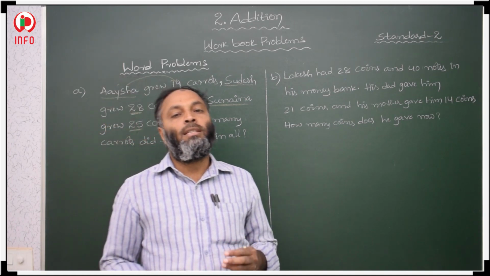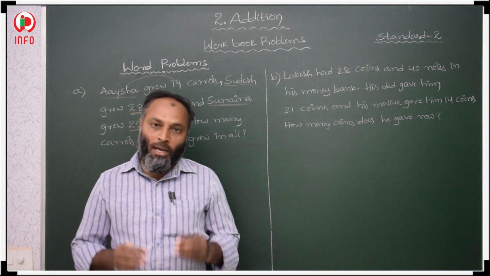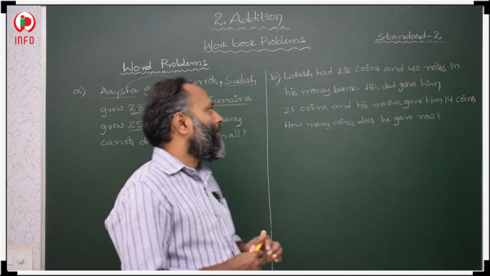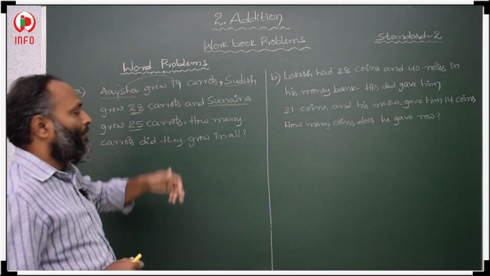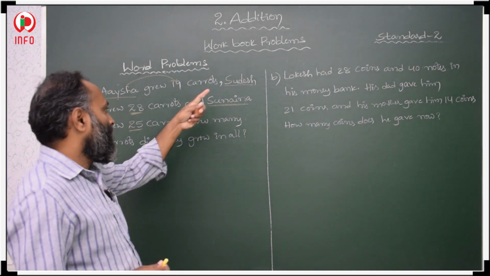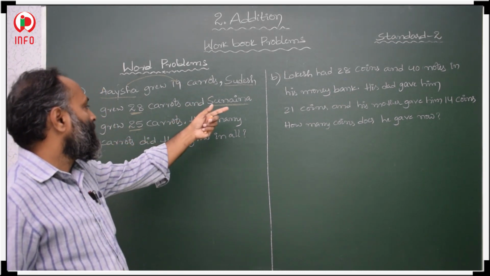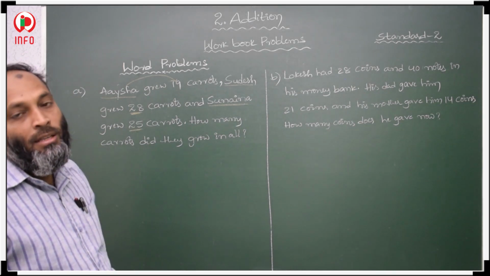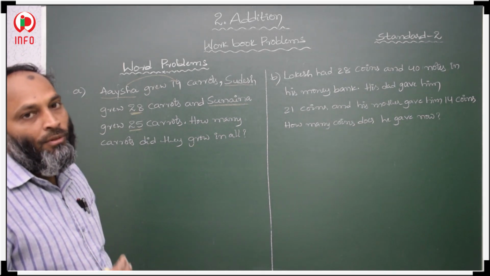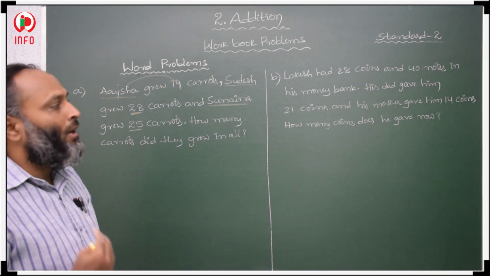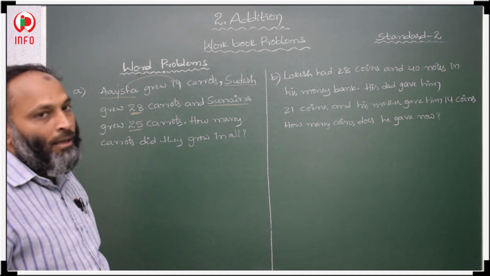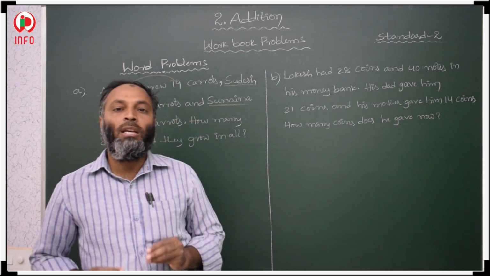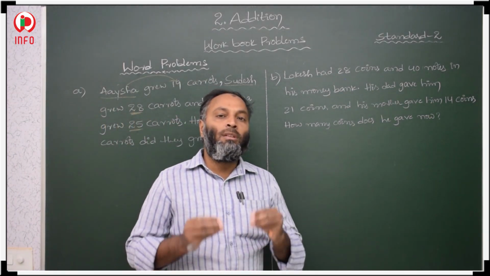Whenever total is asked, we have to add all the carrots. First, the number of carrots Aisha gave, the number of carrots Sudesh gave, and the number of carrots Sunaina gave. Then after that we have to find the sum. Find the sum of all the 3 members' carrots. Then whatever is the answer, that is your answer. Total carrots all the 3 members grew.